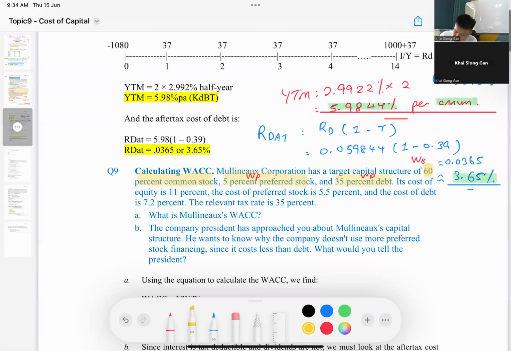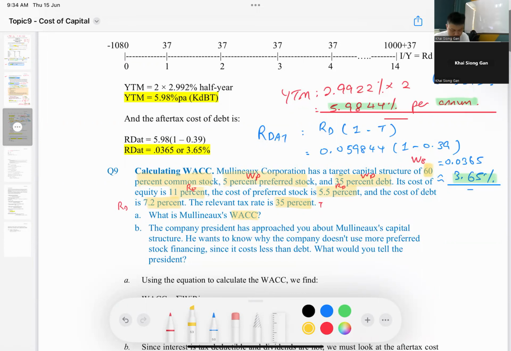Its cost of equity is 11%, the cost of preferred stock is 5.5%, and the cost of debt is 7.2%, and the tax rate is 35%. So this is tax rate, and then the rest are the costs. That means the required return of the equity, the required return for the preferred stock, and the required return of the debts. So we can straight away calculate WACC already.